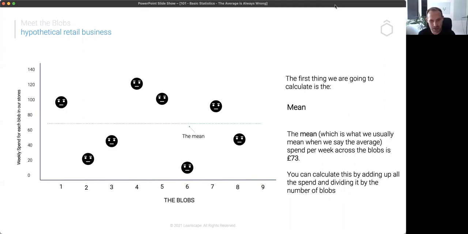Obviously, we're not going to go through how you calculate the mean, but you can add up all the data and then divide it by the number of blobs and you will get to this mean. So the mean is the first data point that we really get. And lots of us use the mean or the average. We're always talking about the average when we're making decisions or sharing results with other people as well. So this is what we mean when we first look at the mean.